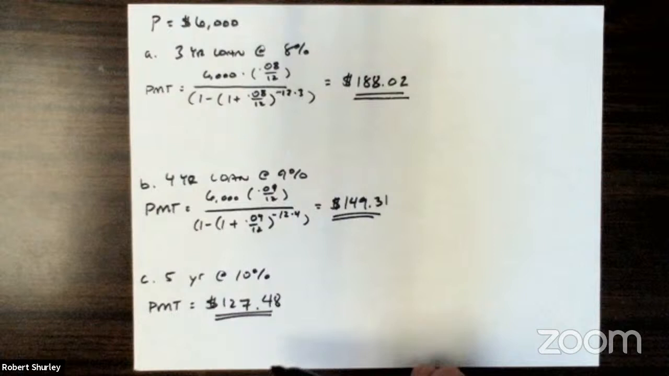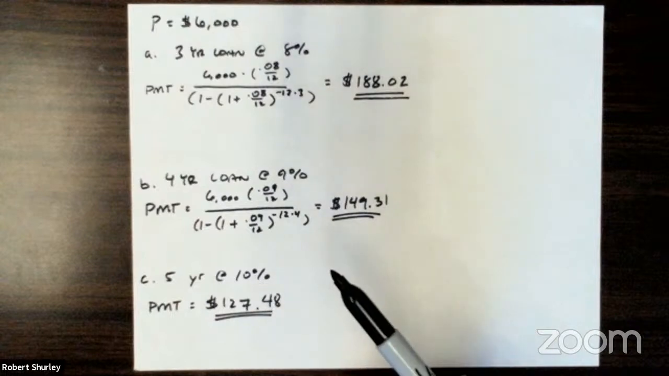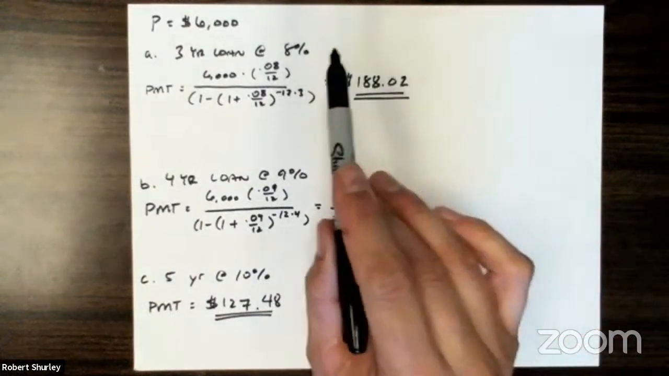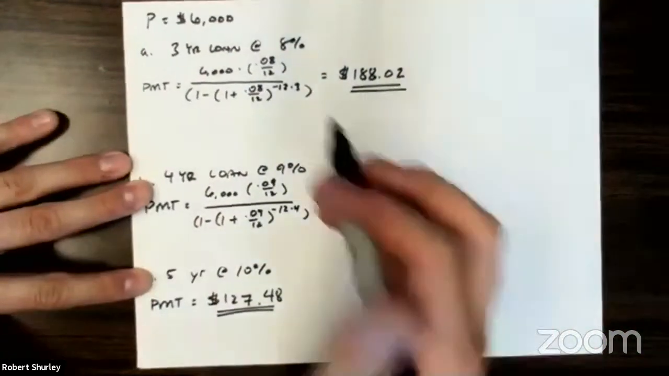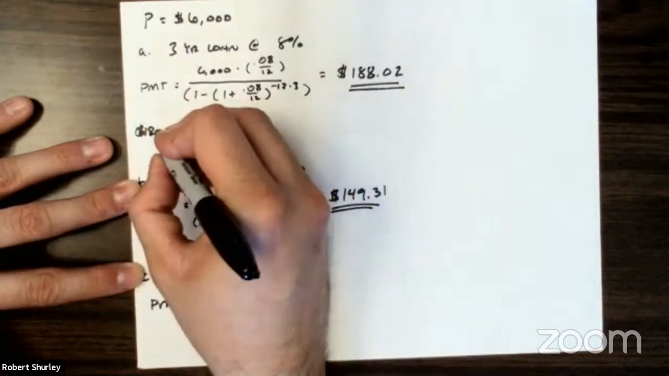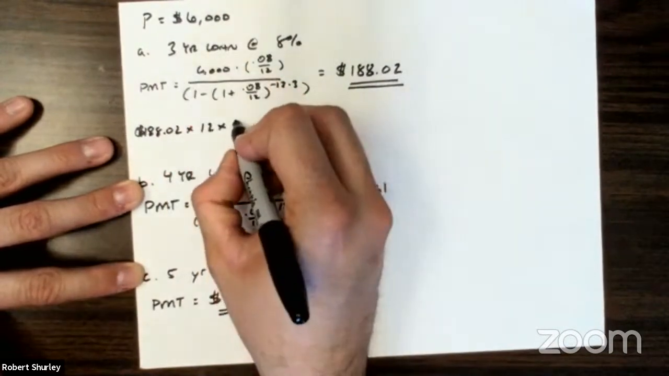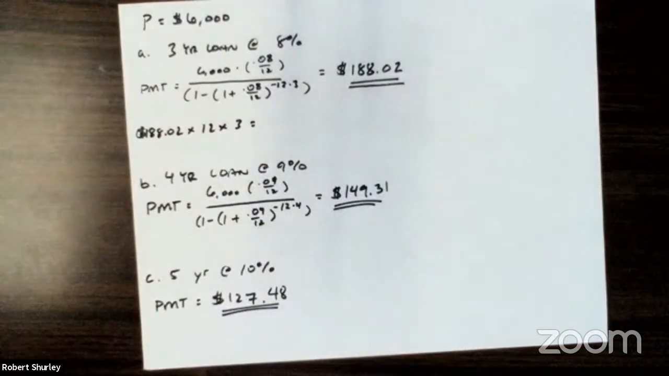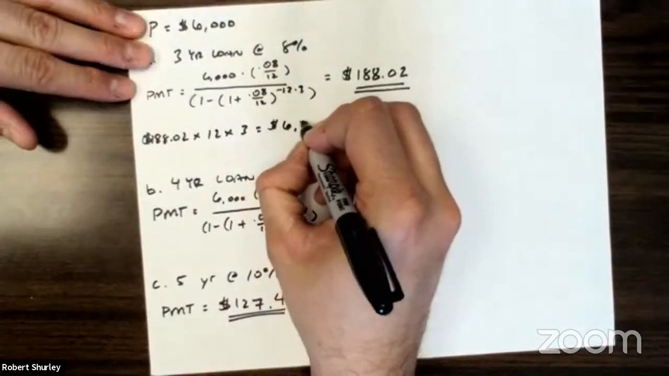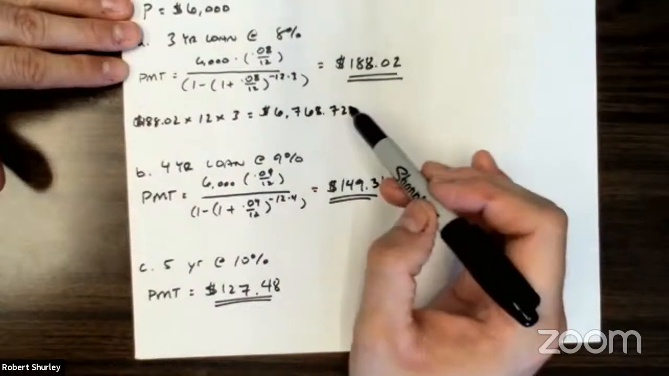The issue is this is going to be the worst option financially when it comes to paying off the loan, right? Like if we looked at the total cost of each one of these loans. So now I'm going to look at the total cost. So this first one, I'm going to take 188.02 times 12 months, right? Because these are monthly payments. Now this one was for 3 years. So if I do that in my calculator, I would get 188.02 times 12 times 3. You get $6,768.72.